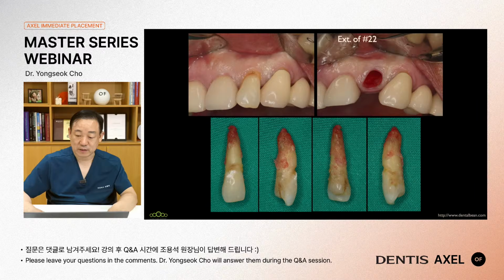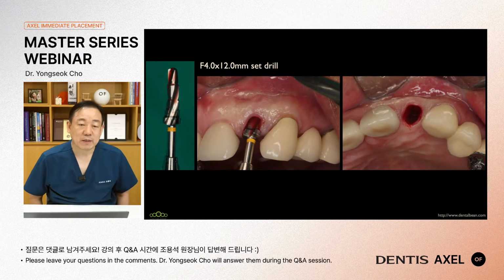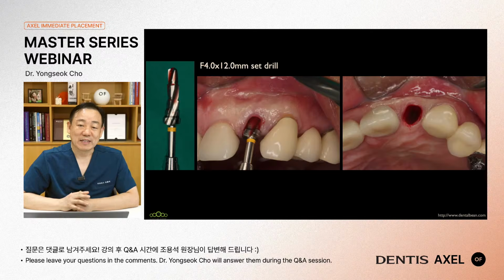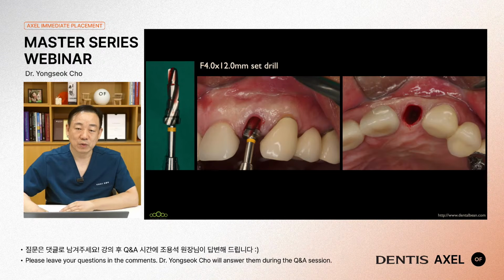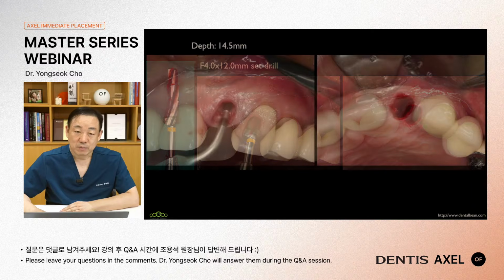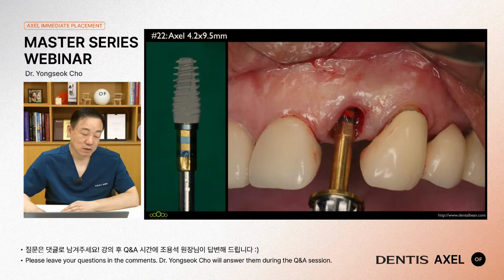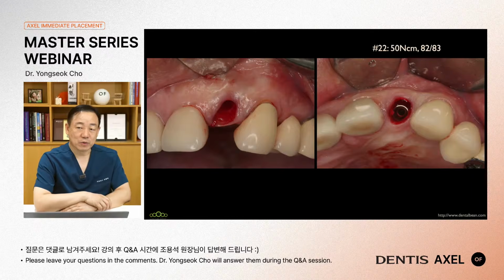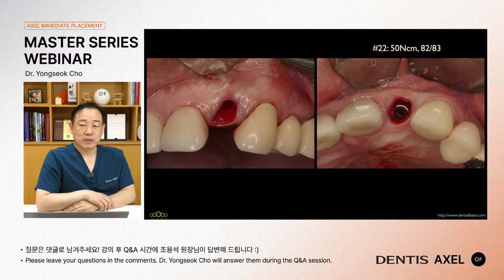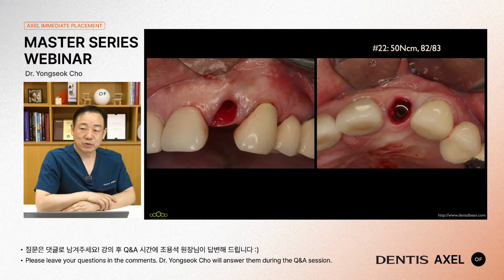It was simply extracted. Then osteotomy was done as in normal bone. The last drill was the F4.0 set drill. Before implant installation, I measured the depth of the osteotomy hole. It was approximately 14.5 millimeter. Then I selected a 4.2 by 9.5 millimeter XL implant. I could get very strong primary stability, 50 Newton centimeter, and the ISQ value was 82, 83.